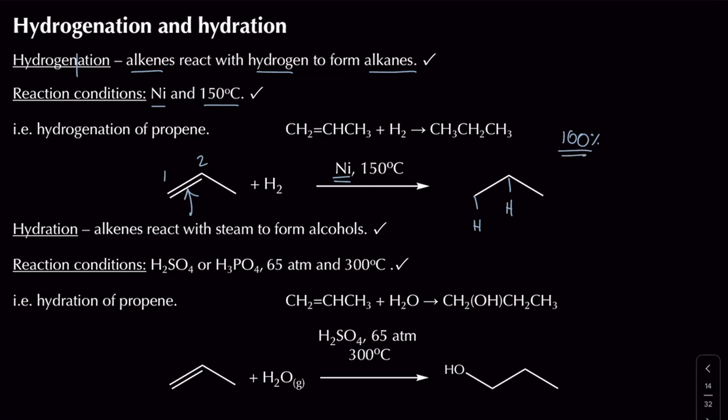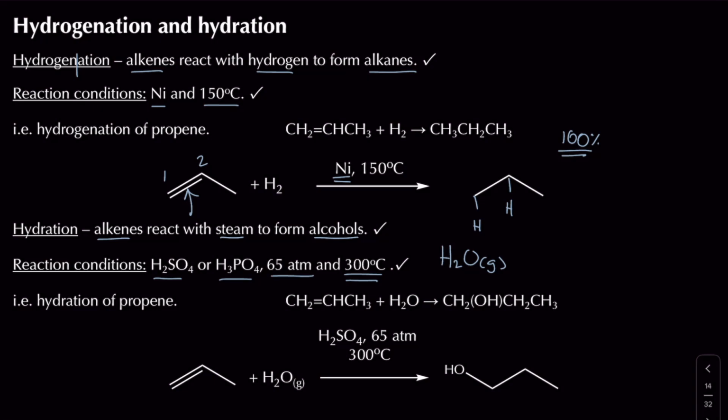Looking at our next reaction, we can take our alkenes in hydration, think wet, think steam, and we can react them with steam to form an alcohol. Of course it's not going to be water, we would actually have steam, the gaseous form of water. We need a temperature of 300 degrees Celsius to get that steam. Of course we need a catalyst. In this case it's a homogeneous catalyst of either sulfuric acid, like most reactions are, or phosphoric acid. We also need a high pressure of 65 atmospheres.